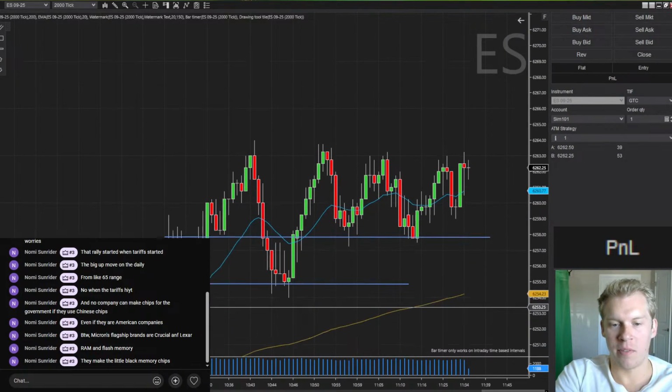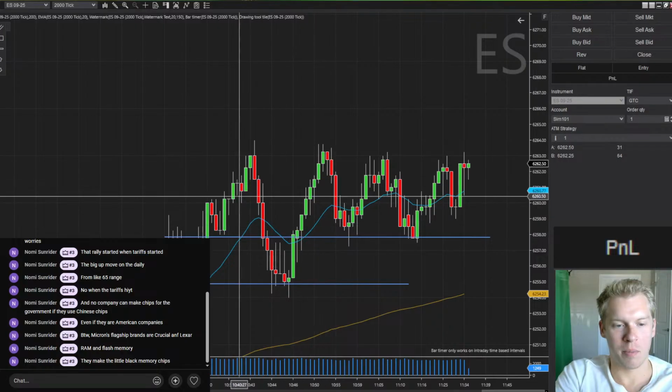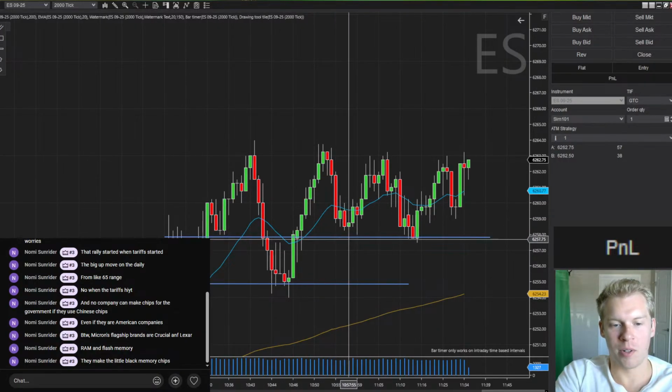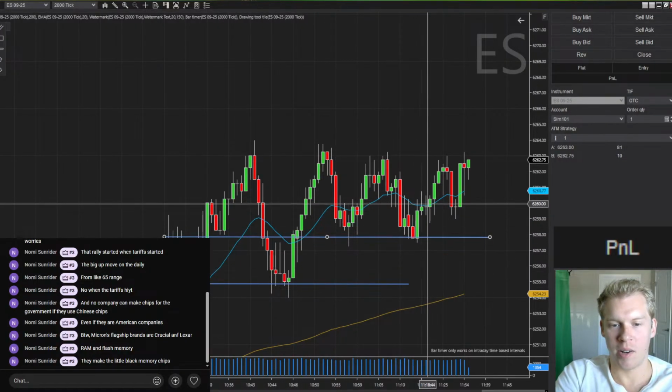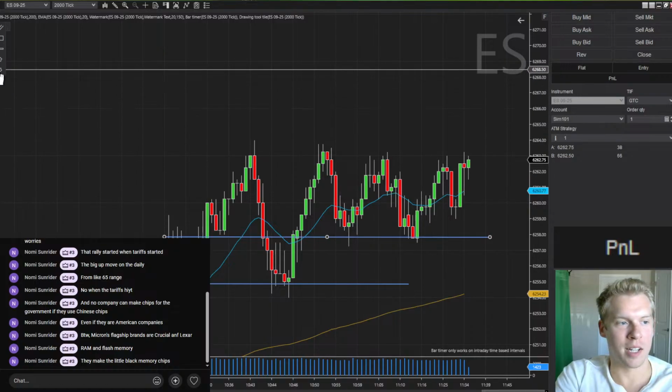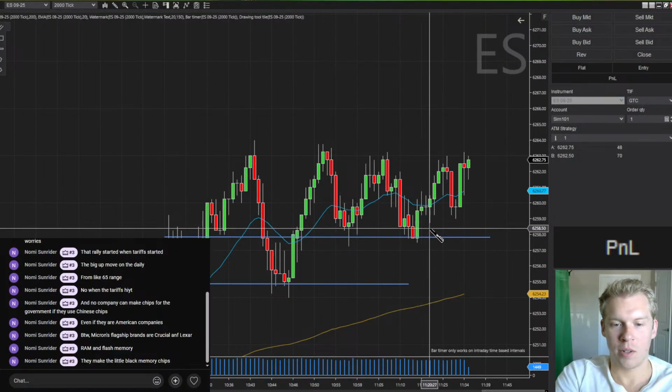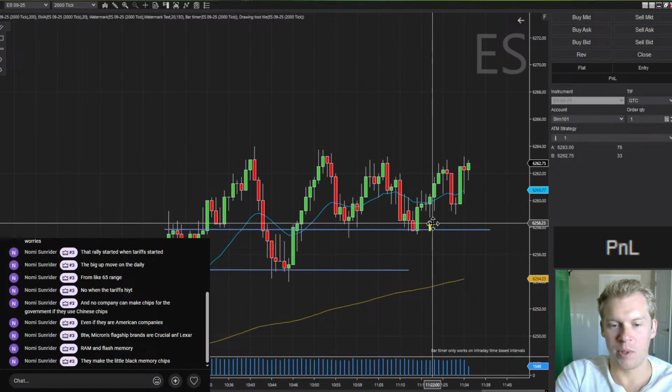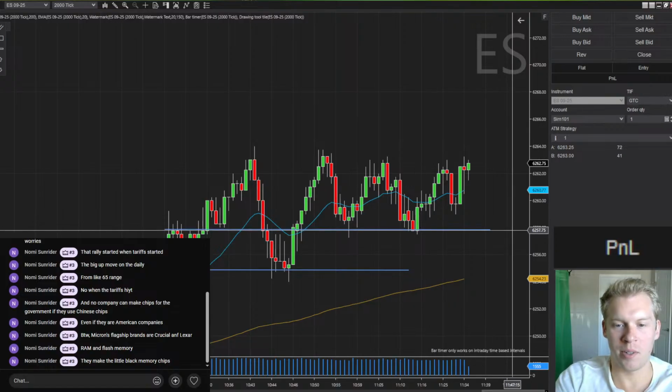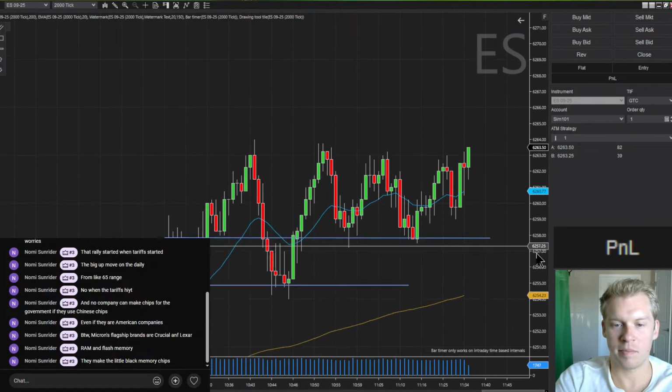So like if I was wanting to get long, then I might look for some kind of failure to go below this level, and then try to buy. So maybe buying like there. So that's an example of using the higher time frame and then dropping down to the tick chart to actually get your entry.